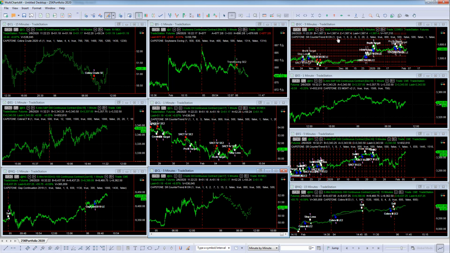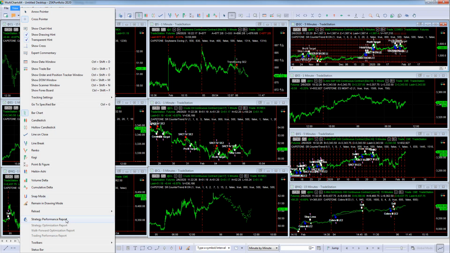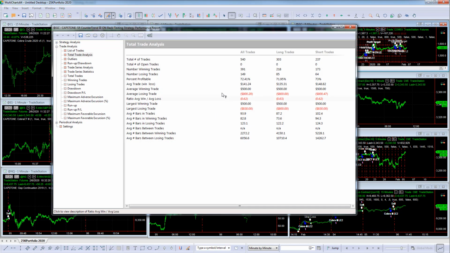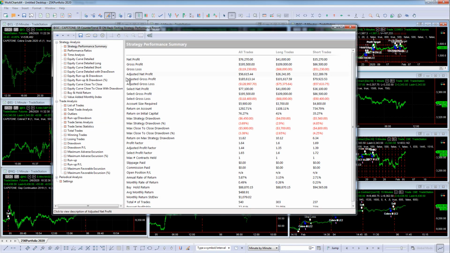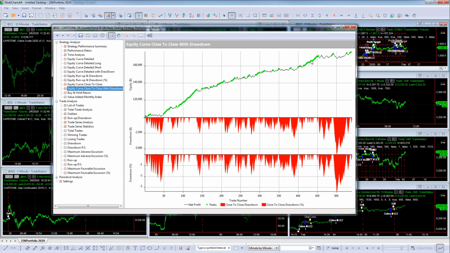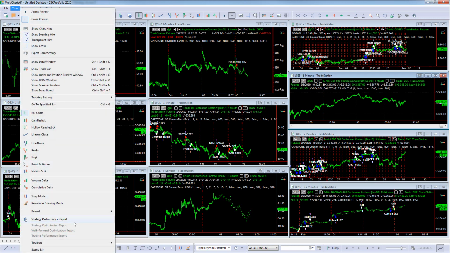So let's go and look at SR counter trend 3 gold. Same strategy on a different market. Again, it holds positions overnight. Average trade profit is 141. Pretty balanced between long and shorts. Strategy performance is 76,270. We already did that equity curve. There it is once again. So nice equity curve.